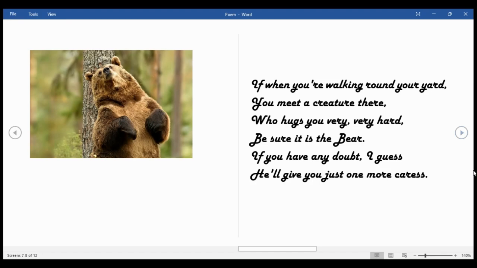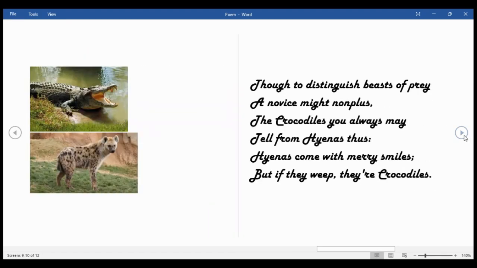Going to the next stanza. A novice might nonplus. Again alliteration in the second line, novice and nonplus. Sound of consonant N is repeated. There's also enjambment. Beasts of prey, a novice might nonplus. The sentence is continued in the next line without any punctuation mark.